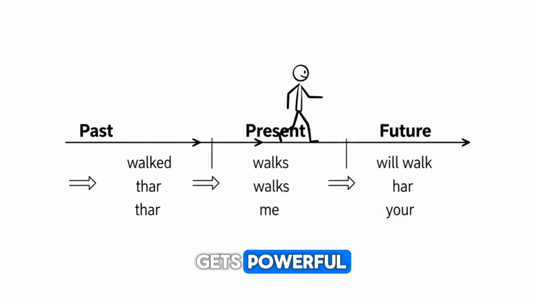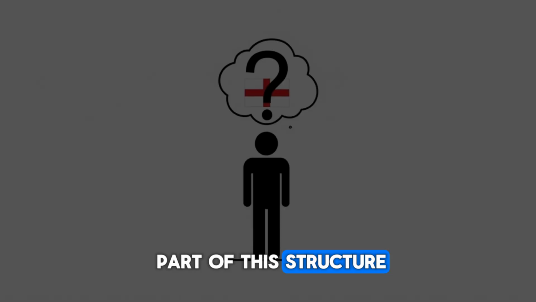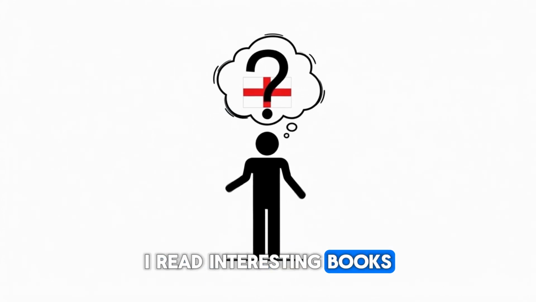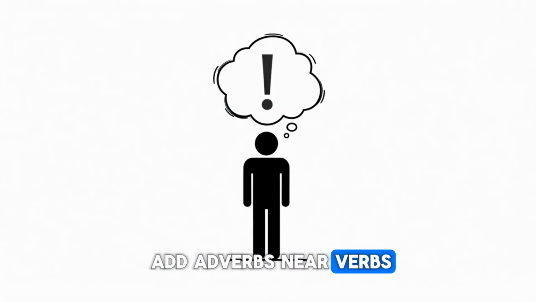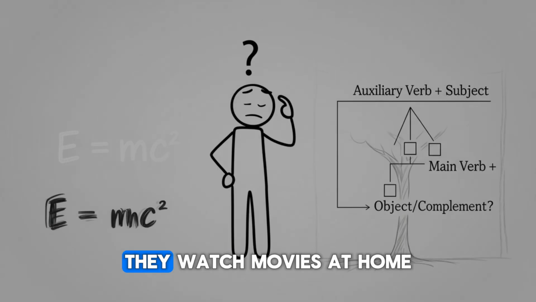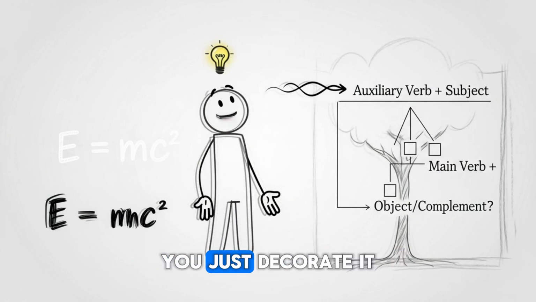But here's where it gets powerful. You can expand any part of this structure. Want to add details? Add adjectives before nouns. I read interesting books. Add adverbs near verbs. She quickly drinks hot coffee. Add prepositional phrases at the end. They watch movies at home. The core structure never changes. Subject-Verb-Object, you just decorate it.